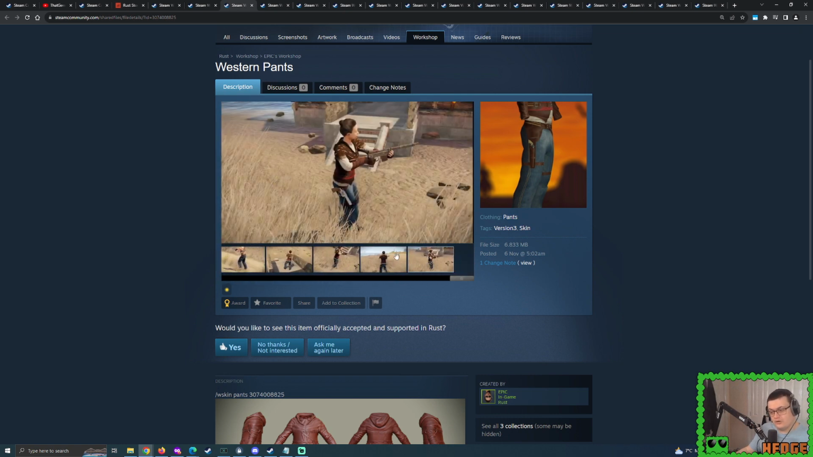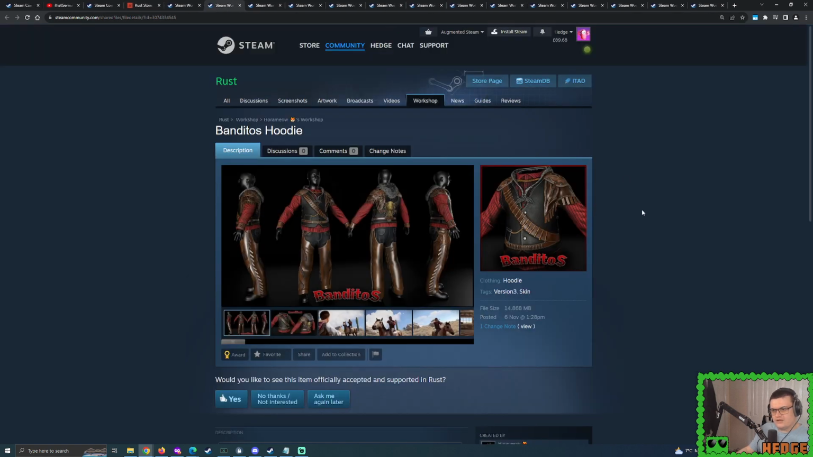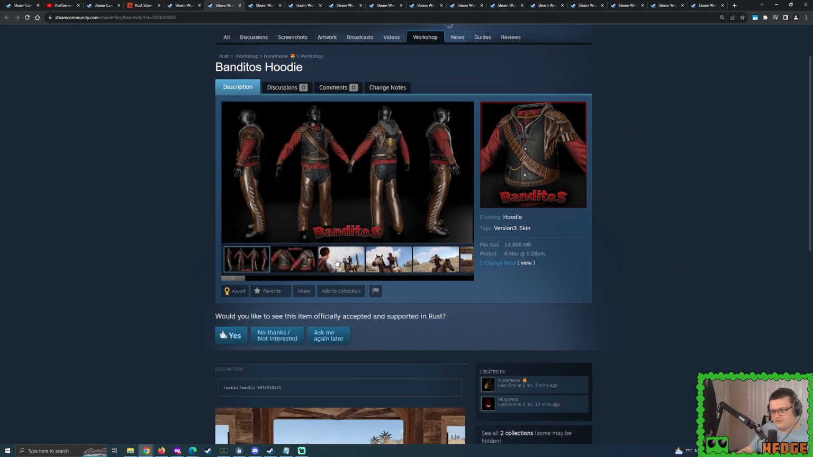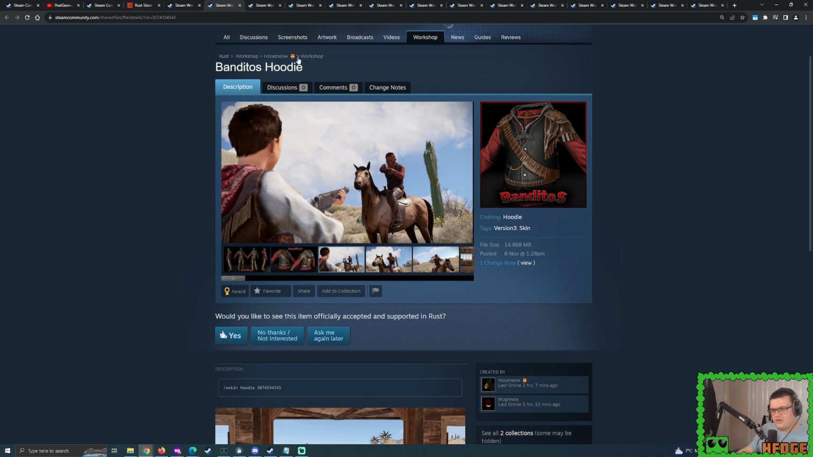Are you a fan of this? Do you like what you see? Please consider voting yes or no for the Western hoodie and pants produced by Epic. Very nice. Next up, we have the Banditos hoodie and pants. So we've had Cowboys, now we got Banditos.